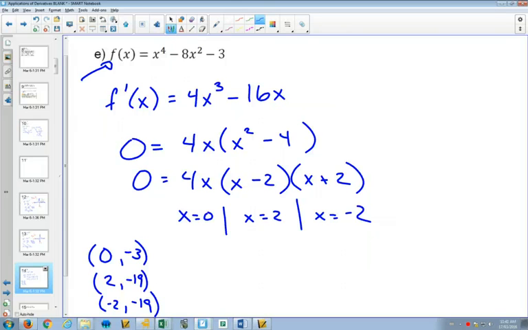As far as our sign diagram goes, I'll start calling this what we're going to call it later. What we're doing right now is called the first derivative test. The first derivative test tells us where things are increasing and decreasing. And because of that, it's going to tell us whether these 3 points are maximums or minimums or something else. So in this case, negative 2 on our number line would be there, 0 there, 2 there.